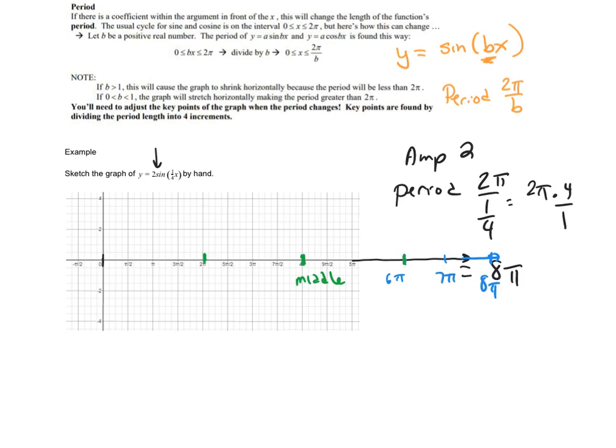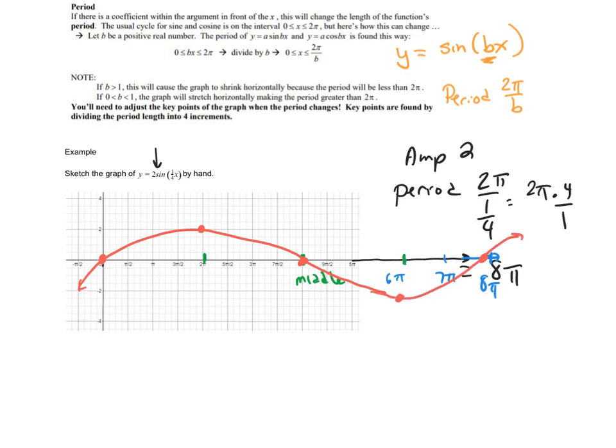Now for sine, I'm going to start in the middle, because sine always starts in the middle. And then the next key point, which is now at 2 pi, is going to be there. And then back to the middle, down to the bottom, and you notice I'm going all the way up to 2, not just 1, and then back to 8 pi. So here is a sketch of my graph.